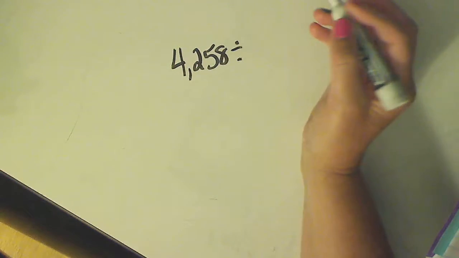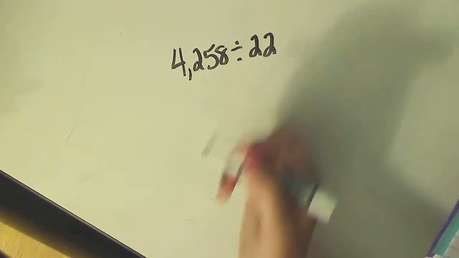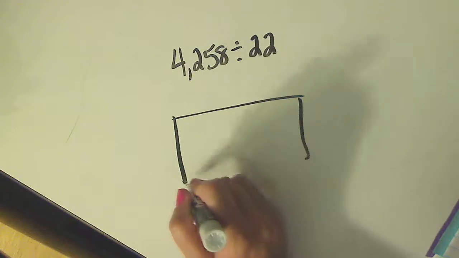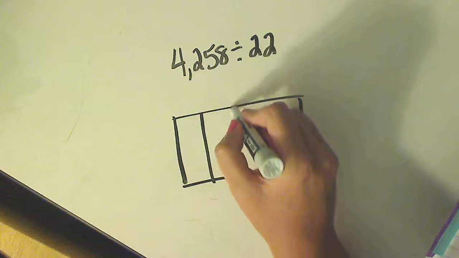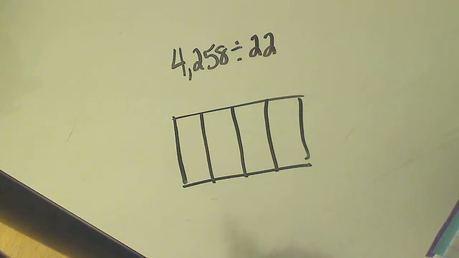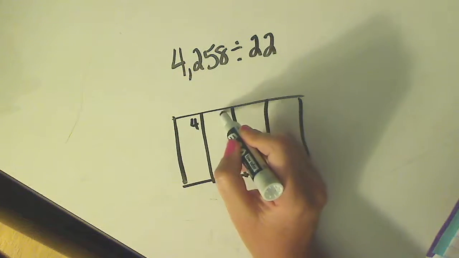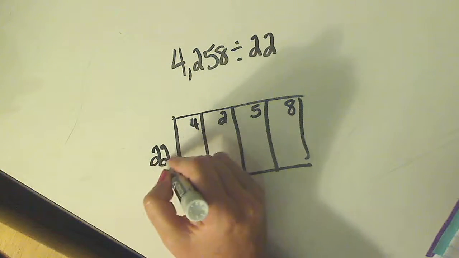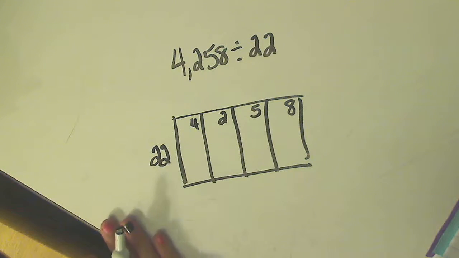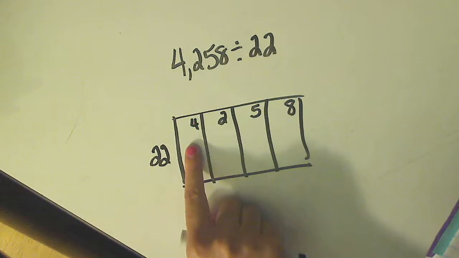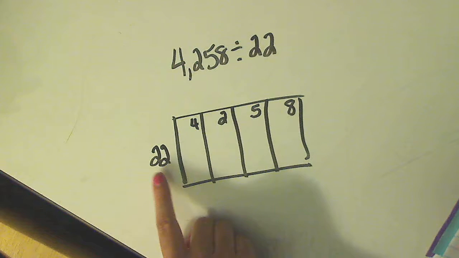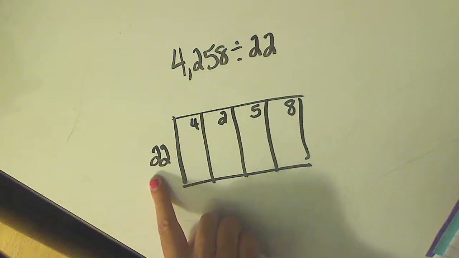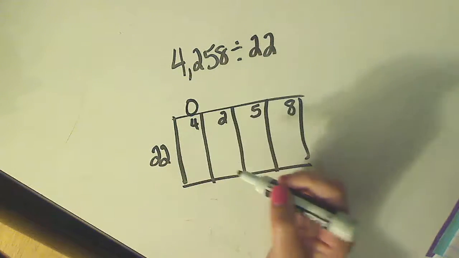4,258, and we wanted to divide it by 22. One of the things that really helps kids is using kind of a chart like this. They put each of the numbers in the boxes, and then they put their divisor here. And what it helps with is they can see I'm dividing the 4 first. So how many groups of 22 can I make out of 4? Well, I can't. If I only had 4 pencils, I can't make a group of 22 out of those. So I would put a 0 here.